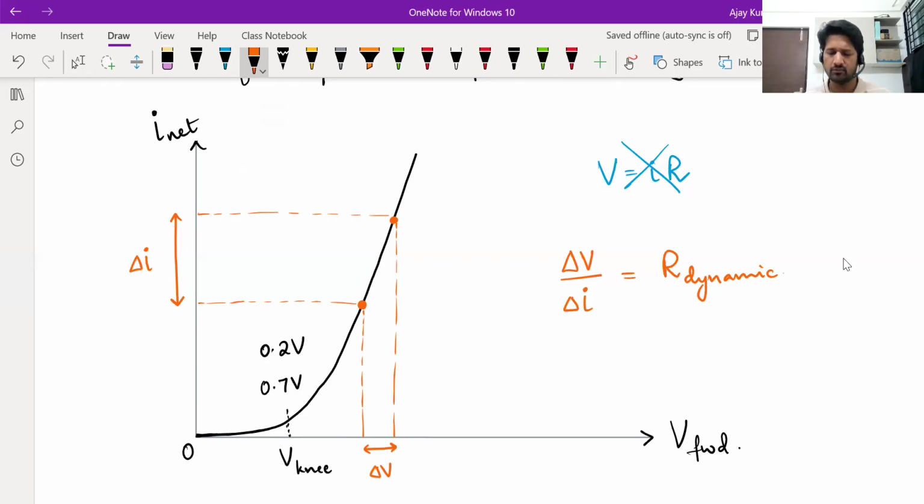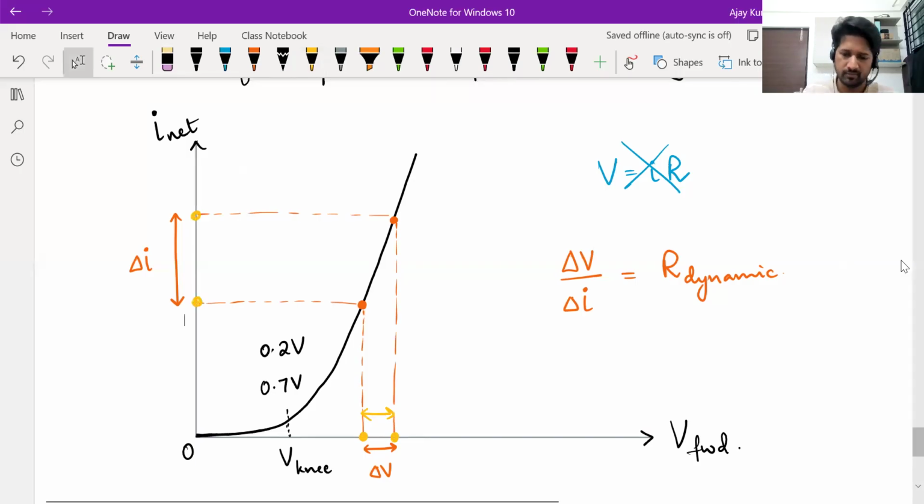So if they want to ask you questions based on this, they will give you a proper graph of the current versus voltage and ask you what is the dynamic resistance. In the graph, you'll be able to see the x coordinates and y coordinates. So you choose any two x coordinates. The difference between them will be the change in voltage, and the difference between the corresponding y coordinates will be the change in current, and you can calculate the dynamic resistance.